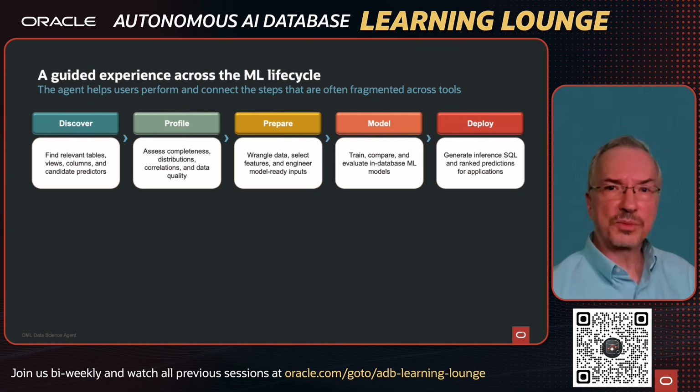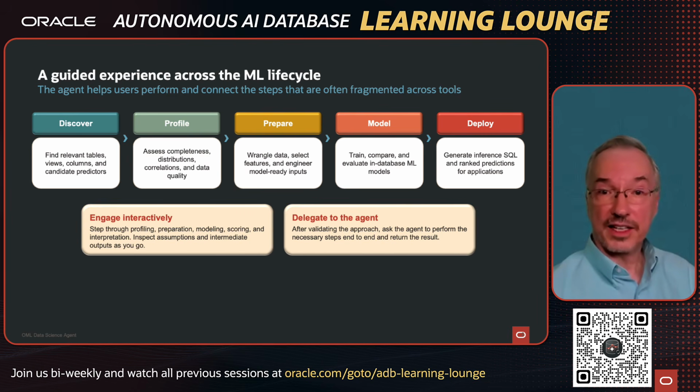The data science agent provides a guided experience across the machine learning lifecycle. From a single interface, the agent can help guide you through the process instead of forcing you to move across fragmented tools or disconnected workflows. The data science agent can engage with you interactively at each step along the way. And this gives you direct control over the flow, while also allowing you to inspect the assumptions the agent makes and validate intermediate outputs as you go. Of course, you can also choose to delegate more of the process to the agent and ask it to return the final result.